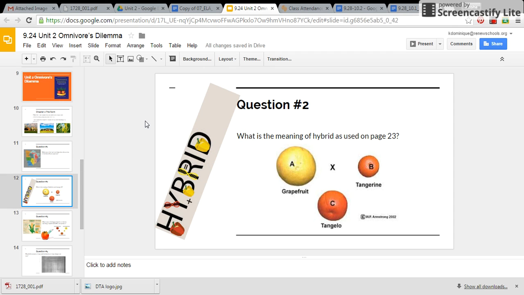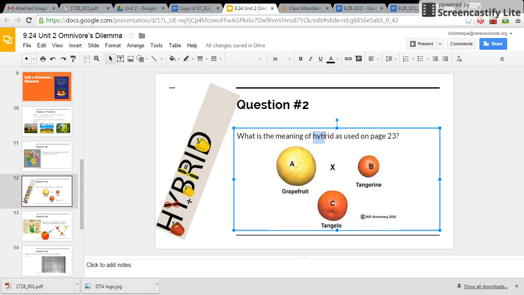The next question, number 2. What is the meaning of hybrid as used on page 23 of your text? And please, by all means, always refer to your text and also use the pictures. The pictures can also give you clues as to what the words mean or help you figure out the answers. So, what is the meaning of the word hybrid?